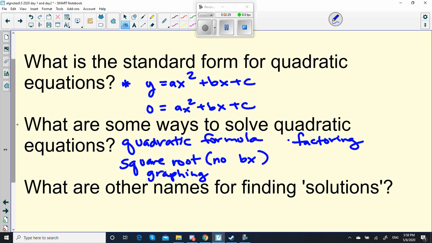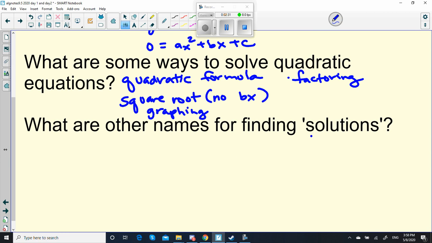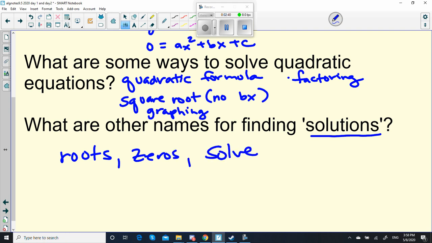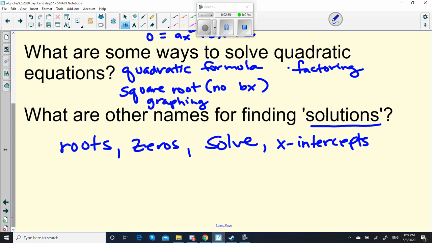And then some other names for finding solutions would be roots, zeros, and if you see the word solve, you're going to want to find the solutions or the roots or the zeros, and then the x-intercepts, or just where the parabola crosses the x-axis. So all of those things mean solve the quadratic, and you can use any of those methods above, whichever makes you happy. Today we're going to be focusing on the quadratic formula, though, so you can learn how to do that.